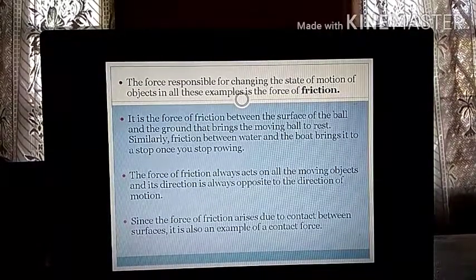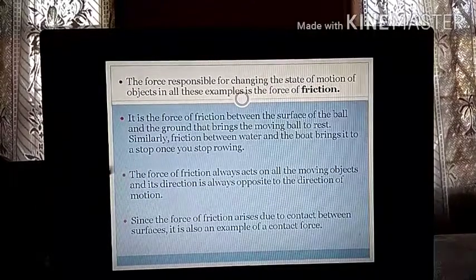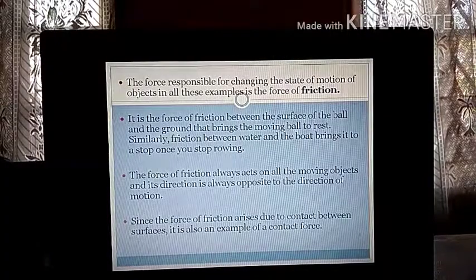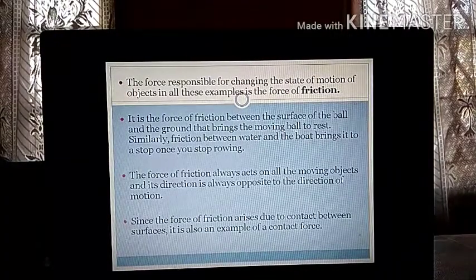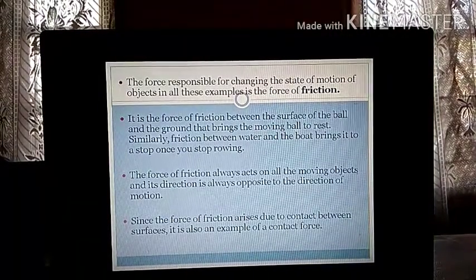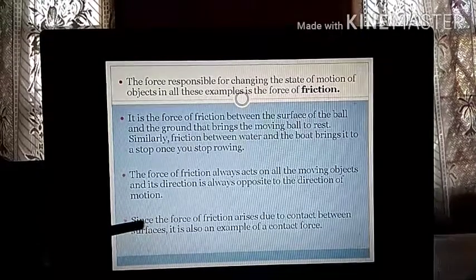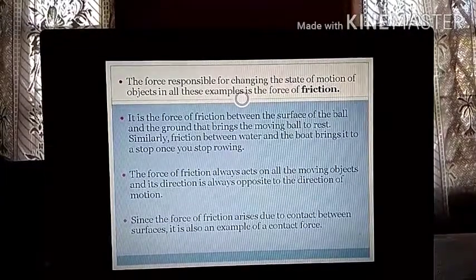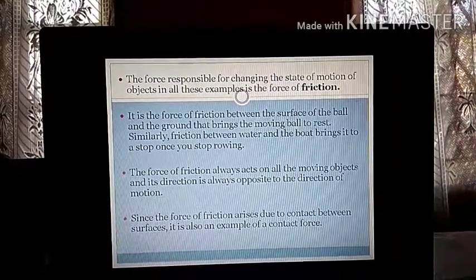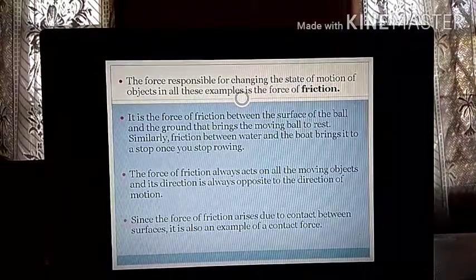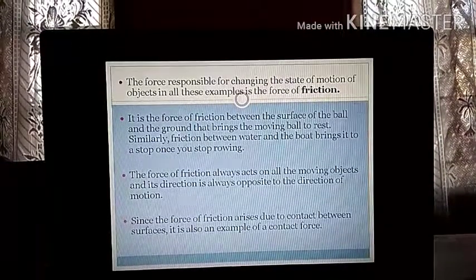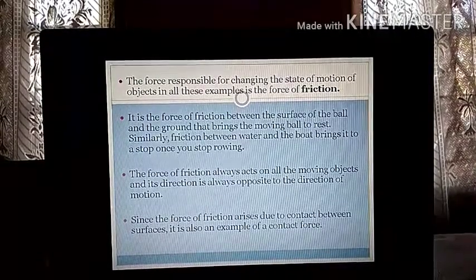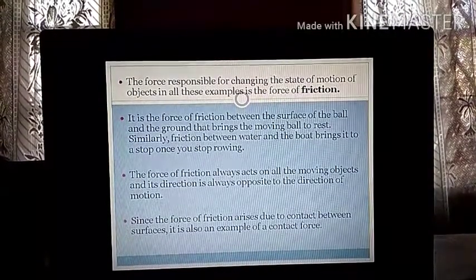So the force of friction always acts on all moving objects and its direction is always opposite, remember, to the direction of motion of the object. It is always opposite. Since the force of friction arises due to contact between surfaces, it is also a contact force, isn't it? That means a ball moving in the air also experiences friction. Suppose the ball is moving in a vacuum, there is nothing. So you will see that the ball might not stop moving. Why? Because there is no force here.